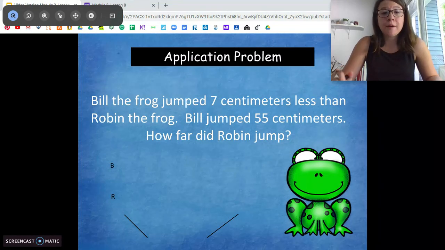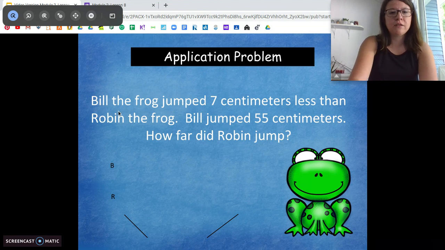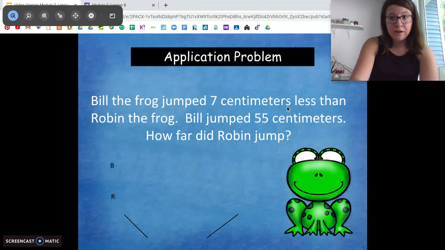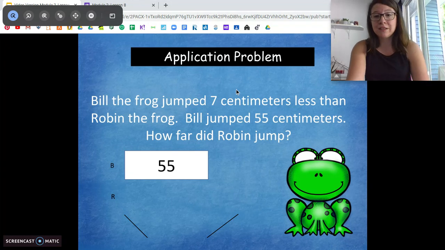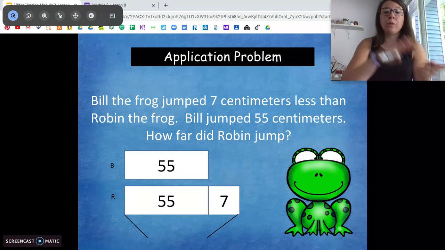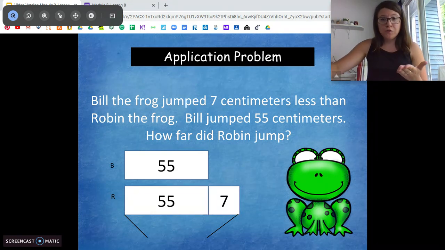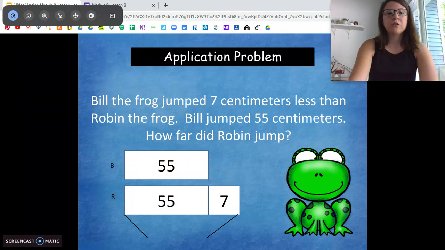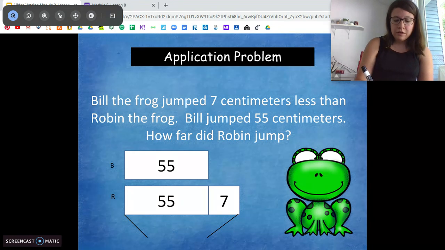Good. Robin jumped farther. In this first sentence right here, it says Bill the frog jumped 7 centimeters less than Robin. Less means fewer, less means smaller. So Bill jumped 7 centimeters less than Robin, which means Robin jumped 7 centimeters more than Bill. So we're going to add 7 onto Bill's length. So I want you to solve for 55 plus 7.